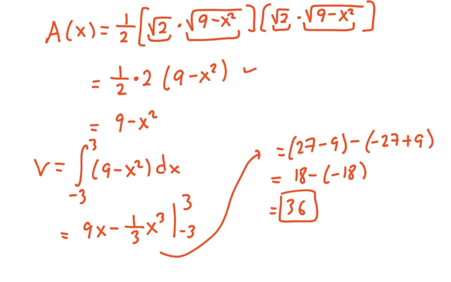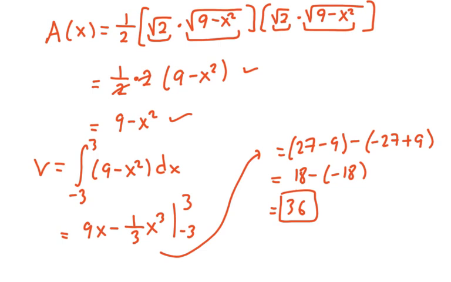So this is equal to 1/2 times square root of 2 times square root of 2, which is 2. So we get 1/2 times 2 times, and then square root of 9 minus x squared times square root of 9 minus x squared is just 9 minus x squared. The 2's cancel, and we're left with 9 minus x squared. Now we're ready for the volume. The volume is the integral from negative 3 to 3 of 9 minus x squared dx.